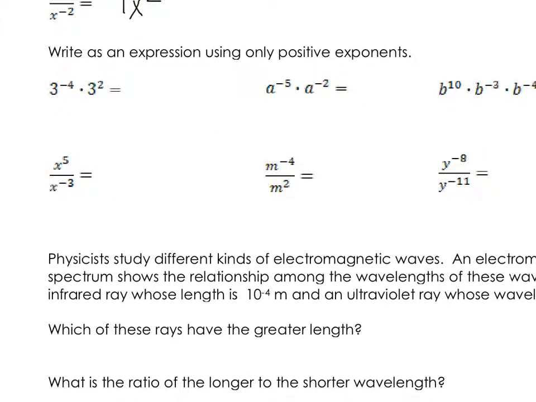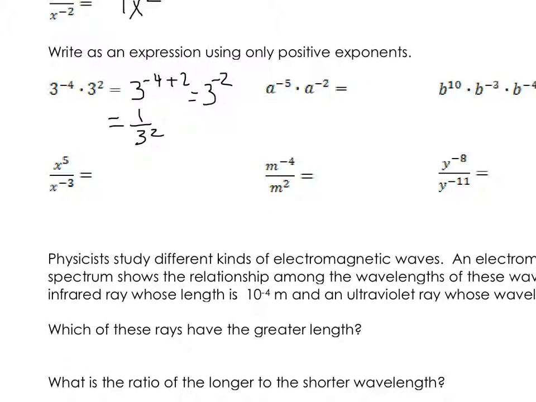Write as an expression using only positive exponents. So 3 to the negative 4 times 3 to the 2nd power, we have a product, so we want to use our product rule. We'll add the exponents. 3 to the negative 4 plus 2. That's 3 to the negative 2, but we cannot use negative exponents in our final answer. 3 to the negative 2 is 1 over 3 squared.